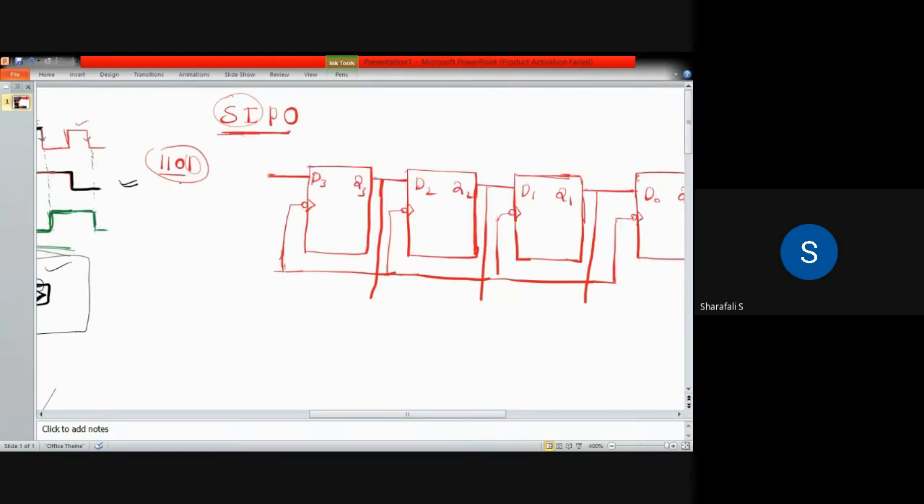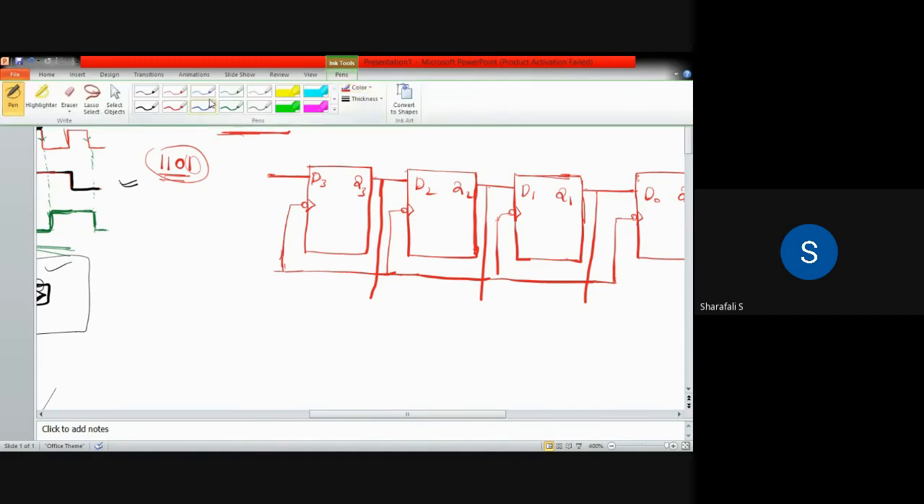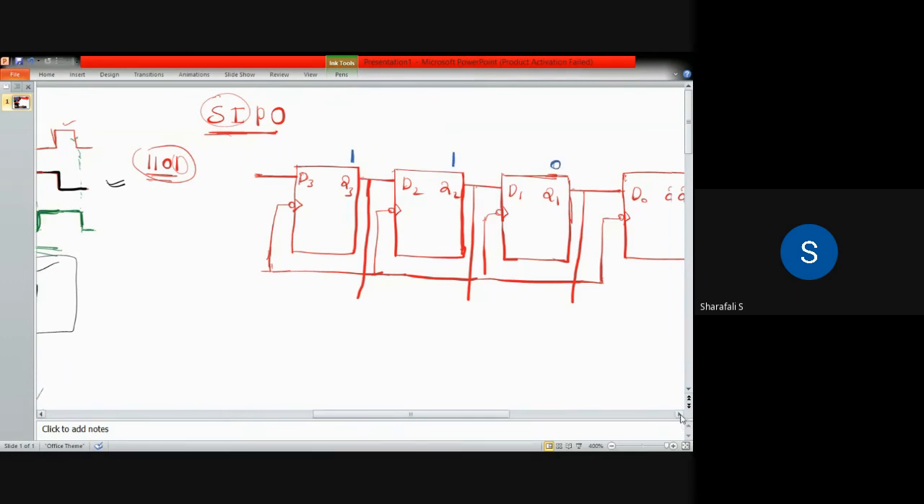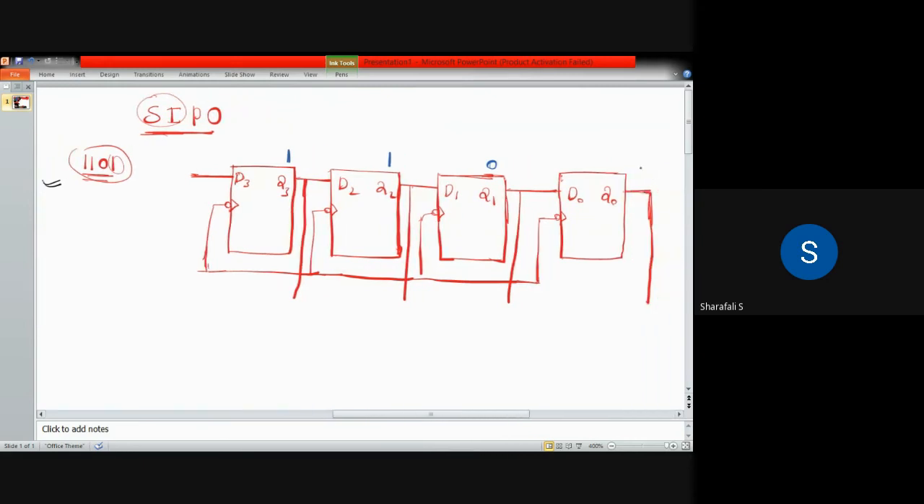So we can see the value which is stored after the fourth clock pulse, after the fourth negative triggering. We'll be having the values like this: Q3 will be having value 1, Q2 will be having 1, Q1 will be having value 0, and Q0 will be having value 1.